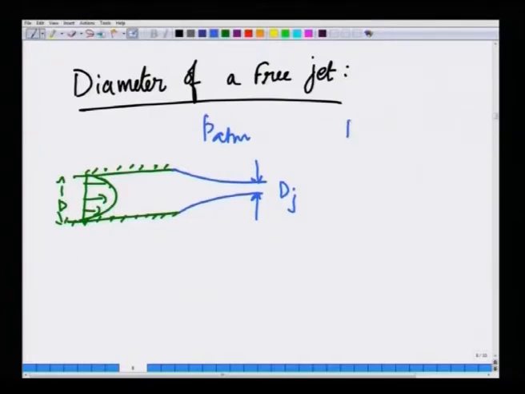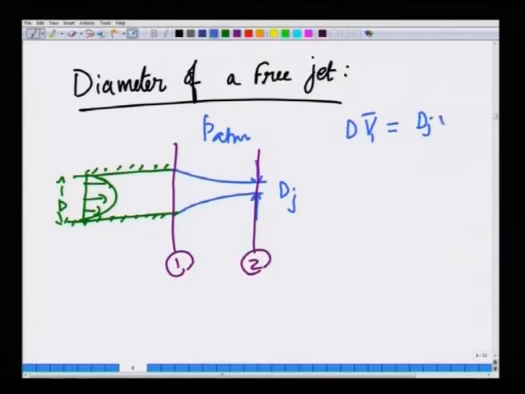So, it says for an incompressible fluid, d times v average is d jet times v jet. Let us try to draw the balance between station 1, which is here, and station 2, which is here. d times v1 is dj times vj. So, v1 will be smaller than vj, because of the fact that lesser forces are acting upon it that tend to decelerate the flow, which happened inside the tube, whereas that doesn't happen here.